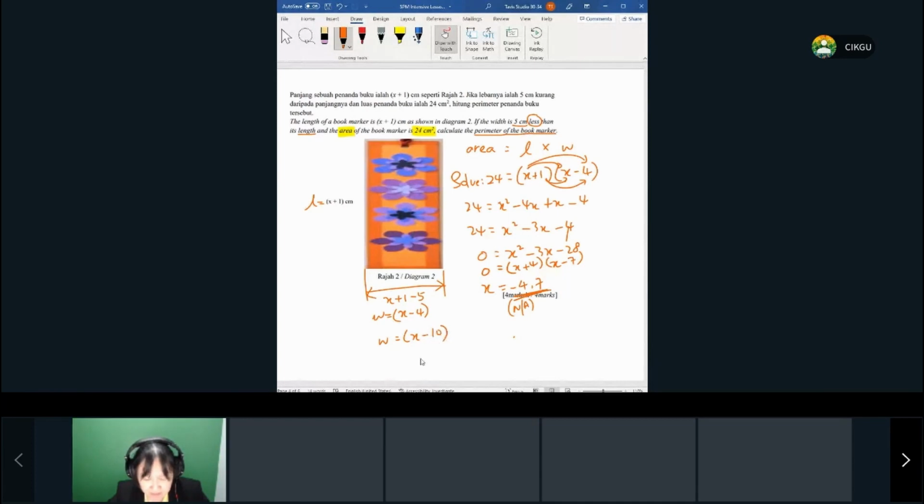Okay. So you see, if you sub a 7 into the x, 7 minus 10, it's still a negative. The width is still a negative. So wrong. You know what I mean? So if a value is negative, don't worry. Just sub and then see which one makes sense logically. Okay? But don't worry. I think SPM is not that hard. Although I don't want to say for sure, because I'm not the one who is writing the paper.